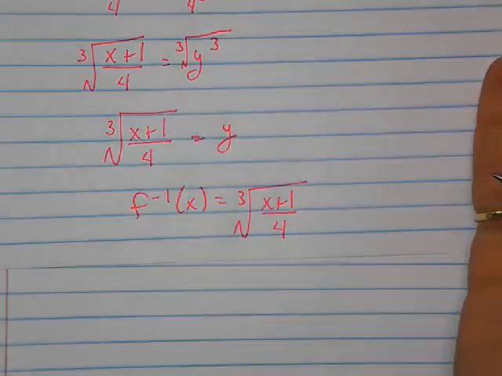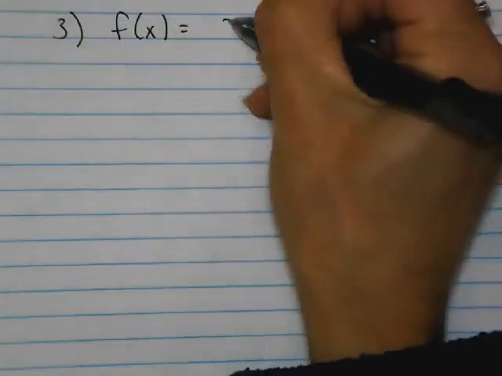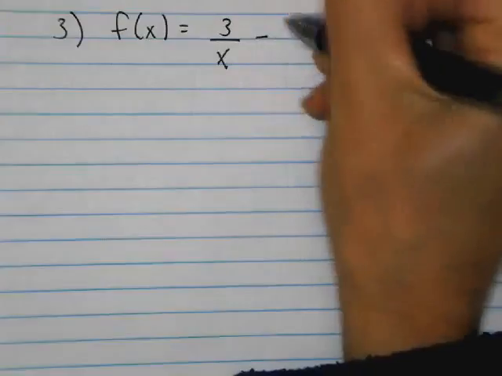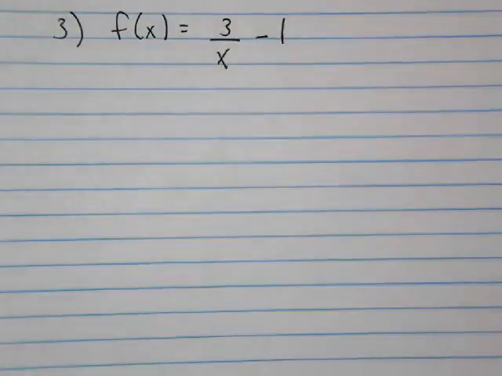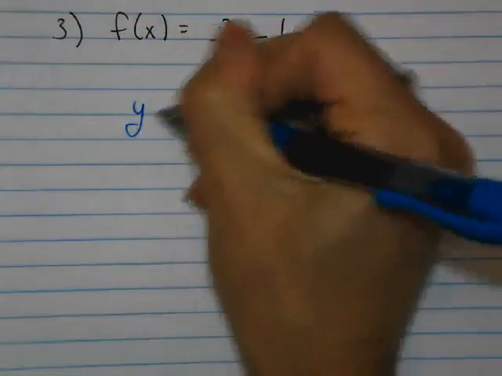Alright. So far so good, hopefully. Alright, let's try one more. Let's say f of x is equal to 3 divided by x minus 1. Alright, so step 1 and step 2 should be no problem. So I have y is equal to 3 over x minus 1.